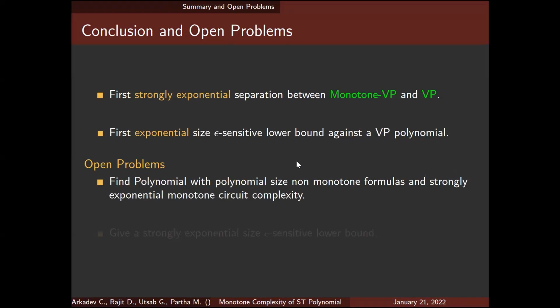Remember, our spanning tree polynomial that has been used in the monotone VP versus VP separation has an efficient ABP because of determinantal computation. We still do not know if it has any efficient non-monotone formula. The second problem is to give a strongly exponential size epsilon-sensitive lower bound. The reason is our target polynomial in that epsilon-sensitive lower bound problem was the spanning tree polynomial for the complete graph on n vertices, which is of variable n squared, and the lower bound is 2 to the power Omega(n).